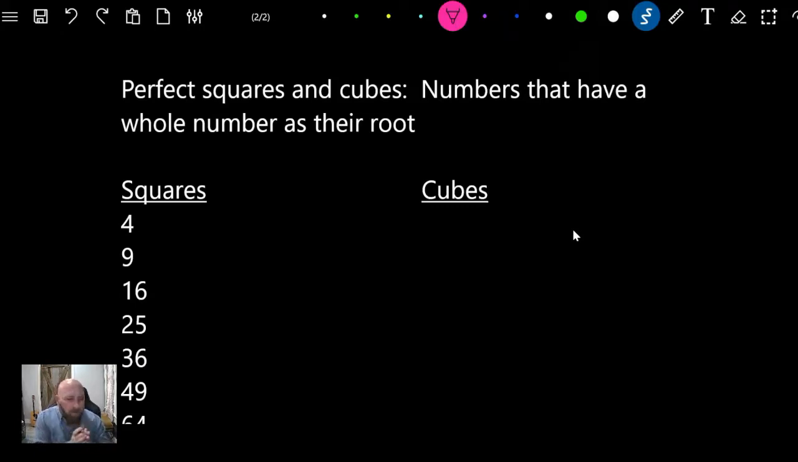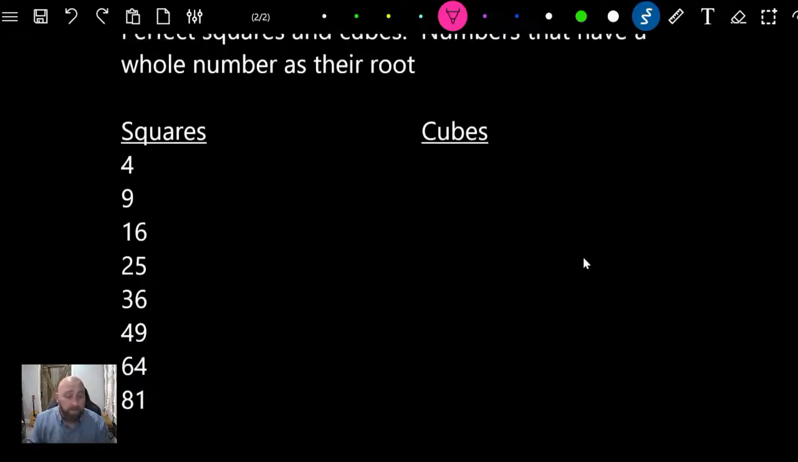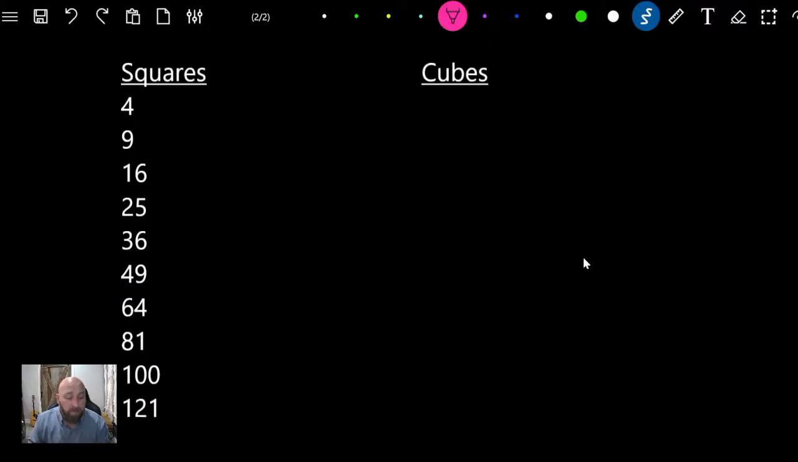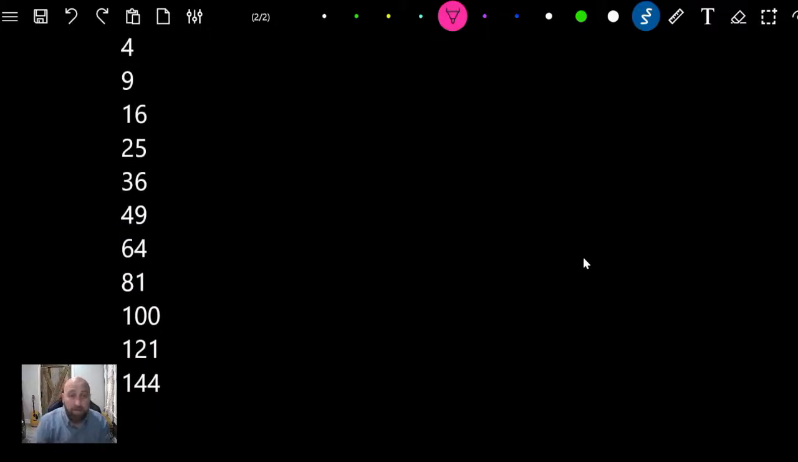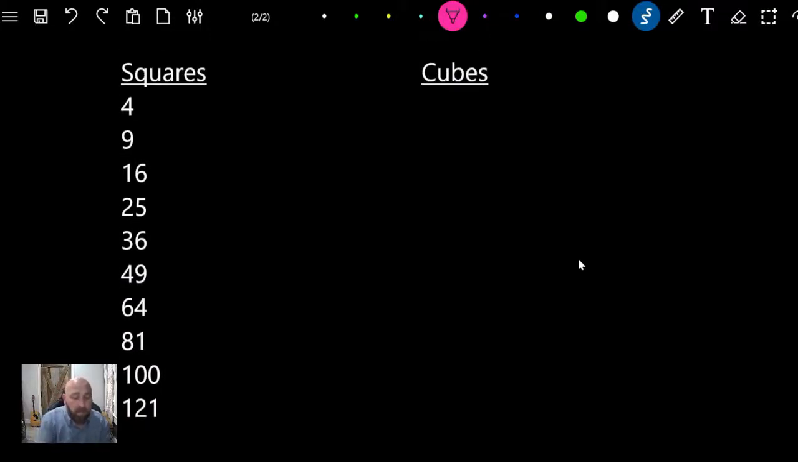Okay, so we'll talk about those in later lessons, but for this lesson right here, we want to focus on what's called the perfect root. Now, there are only a few perfect roots. There's only a few numbers that have perfect squares. The first perfect square right here is the number 4. Why is the number 4 a perfect square? Because 2 times 2 equals 4.